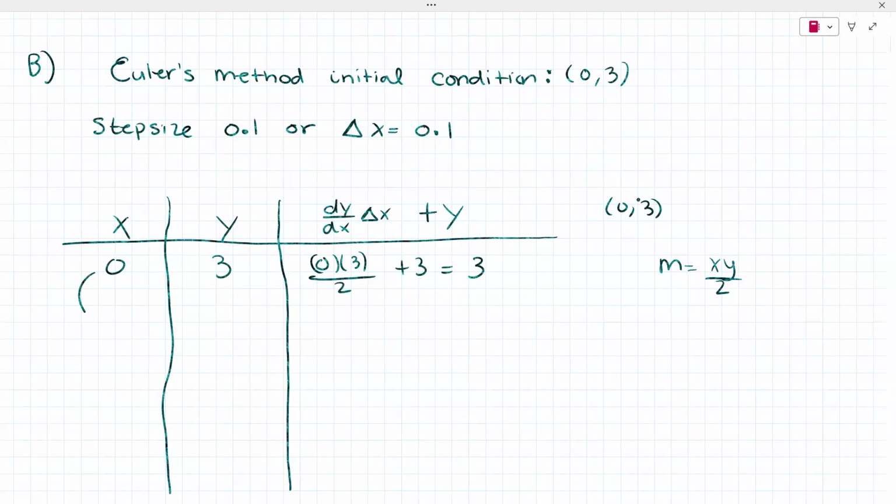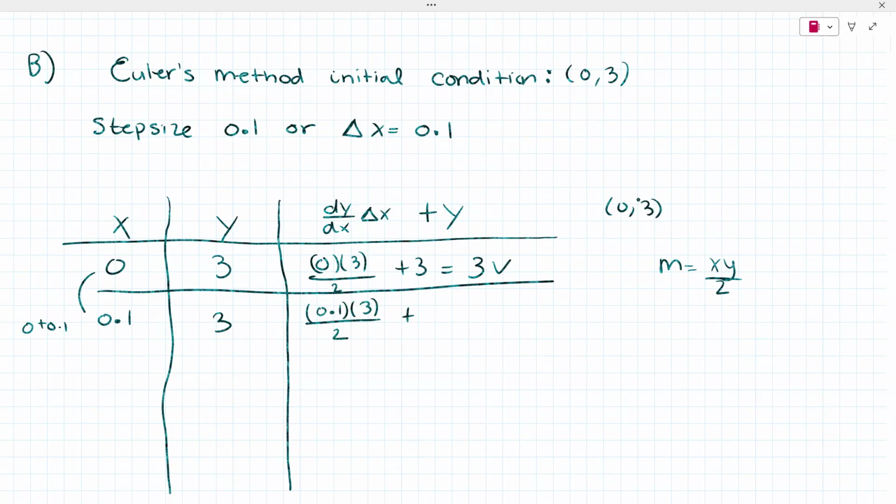Okay. Then we add increments of 0.1. So 0 plus 0.1 is 0.1. And then what do we put in the y? This answer. So your y is still 3. And then do the same process. So it's x times y all over 2. So my x is 0.1 times y, which is 3, all over 2, plus your y value, which is still 3. And when you put that all together, it should give you 3.15.